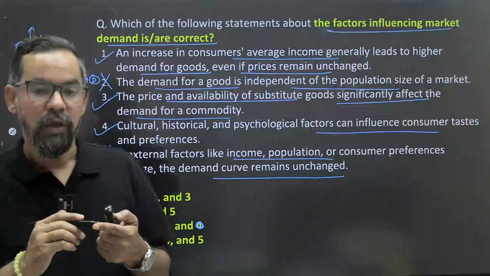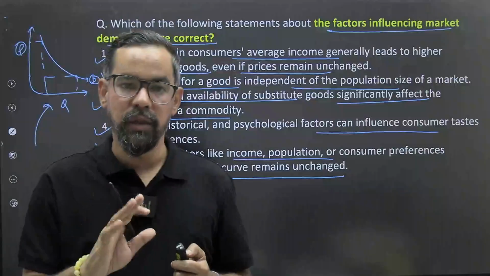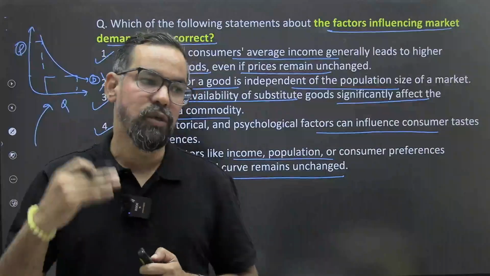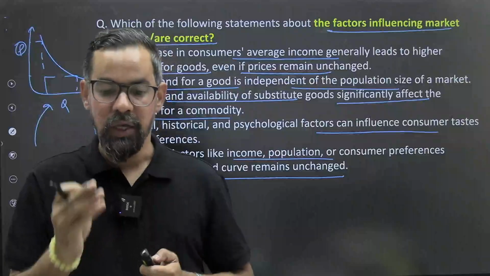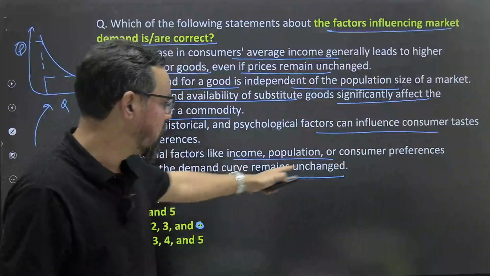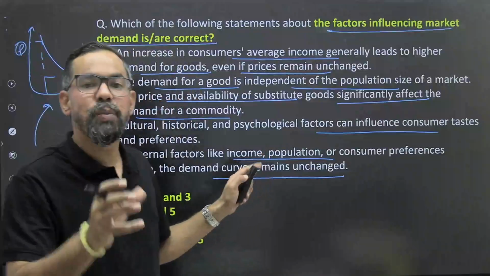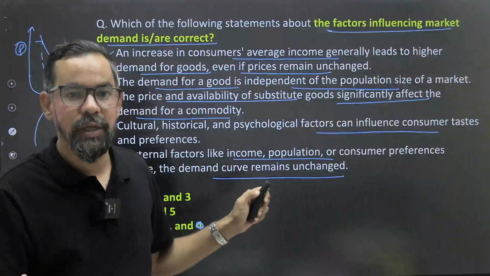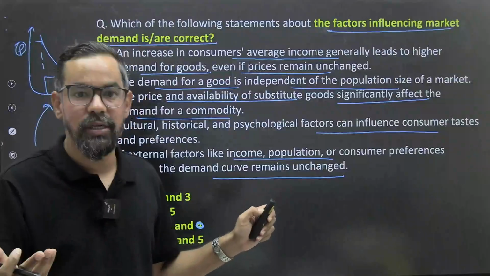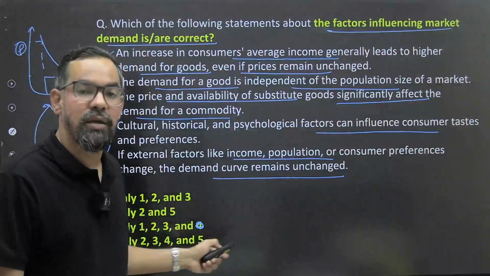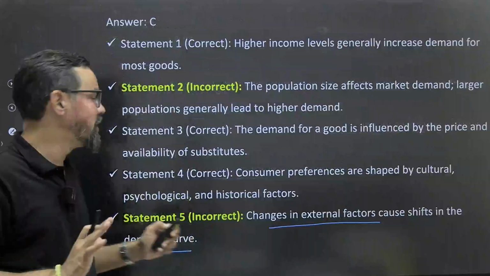Let's say you are earning 1 lakh rupees per month. Now, after an increment, you start earning 1 lakh 10,000. So you are earning 10,000 extra. That means your income has increased. So you'll spend that 10,000, obviously. You'll consume more things and all. So that will change the demand curve in that particular case, right?